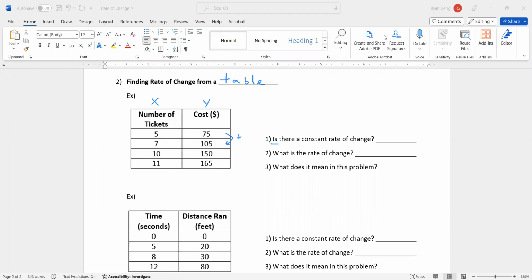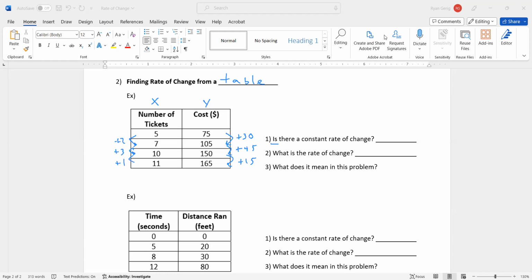So +30. If I add 75 to 30, I get 105. Second one, from second to third, it goes up 45. I'm thinking, well, they're different, so it's not good. It's not just what Y changes. You have to look at it Y over X, right? So from 150 to 165 is 15. Now let's go over and look at X. Number of tickets. 5 to 7 is +2. 7 to 10 is +3. And from 10 to 11 is obviously +1.